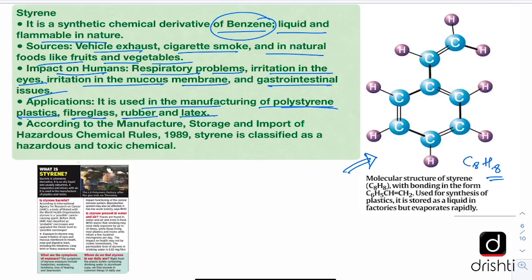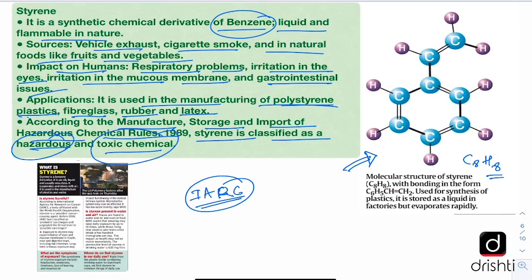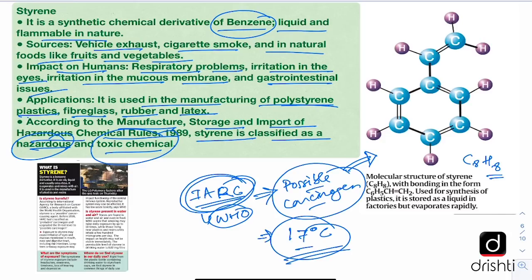And according to the Manufacture, Storage and Import of Hazardous Chemical Rules 1989, styrene is classified as a hazardous and toxic chemical. And the International Agency for Research on Cancer, IARC, which is an affiliate of the World Health Organization, has classified styrene as a possible carcinogen. That means it can lead to cancer. And for safe storage, styrene has to be kept under 17 degrees Celsius. So this was about styrene.